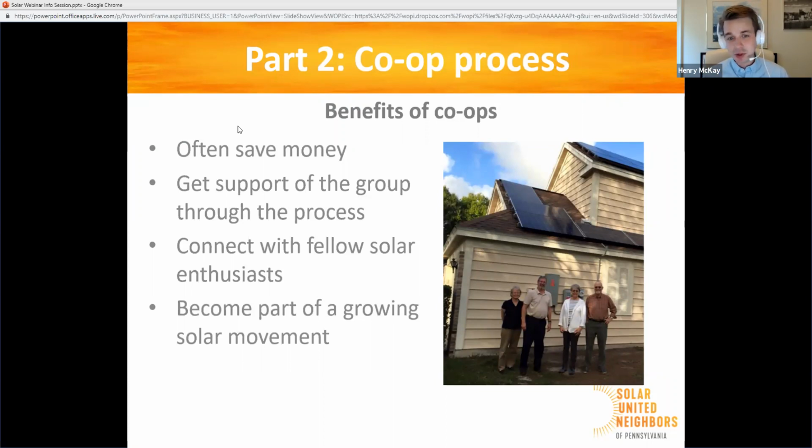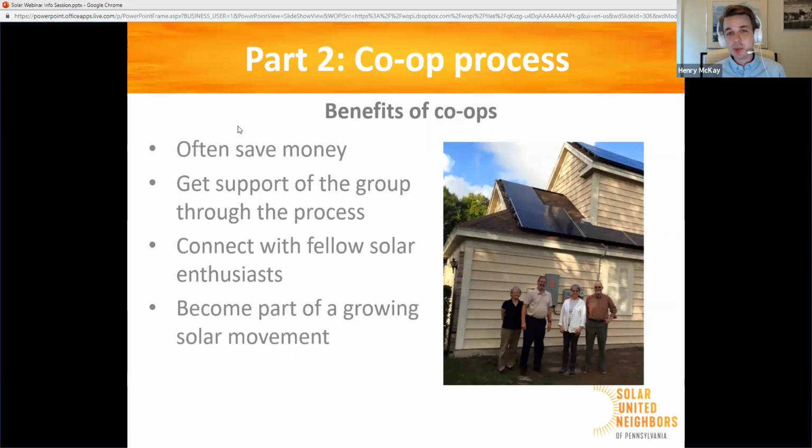It can be more fun because you're connecting with other solar enthusiasts in your area like yourself, and you feel like you're making a larger impact because it's not just your own home going solar, it's you and a lot of your neighbors and fellow community members. You're making a bigger impact.